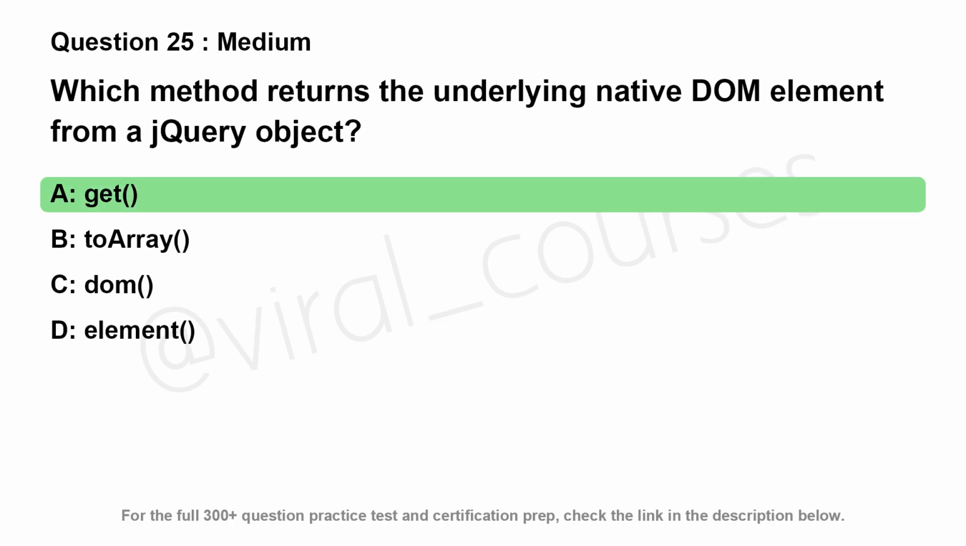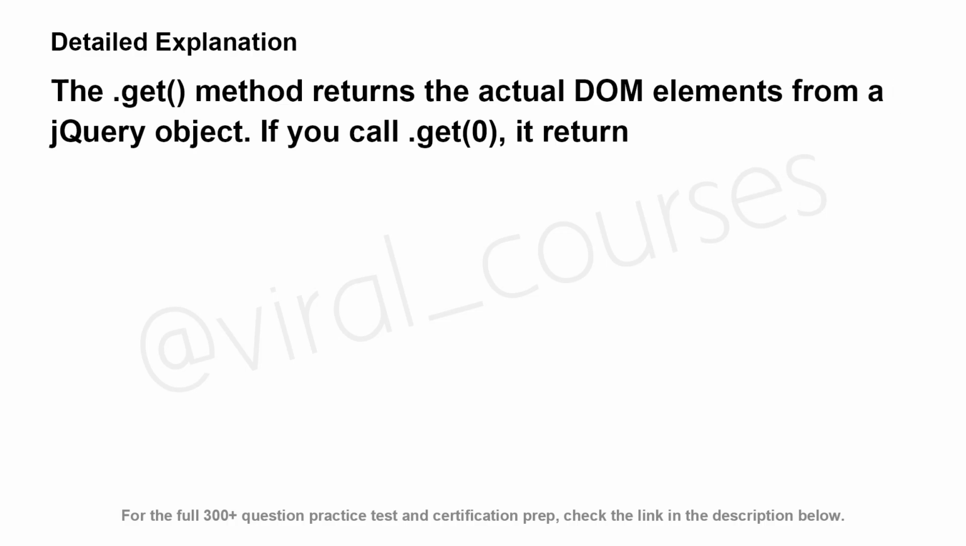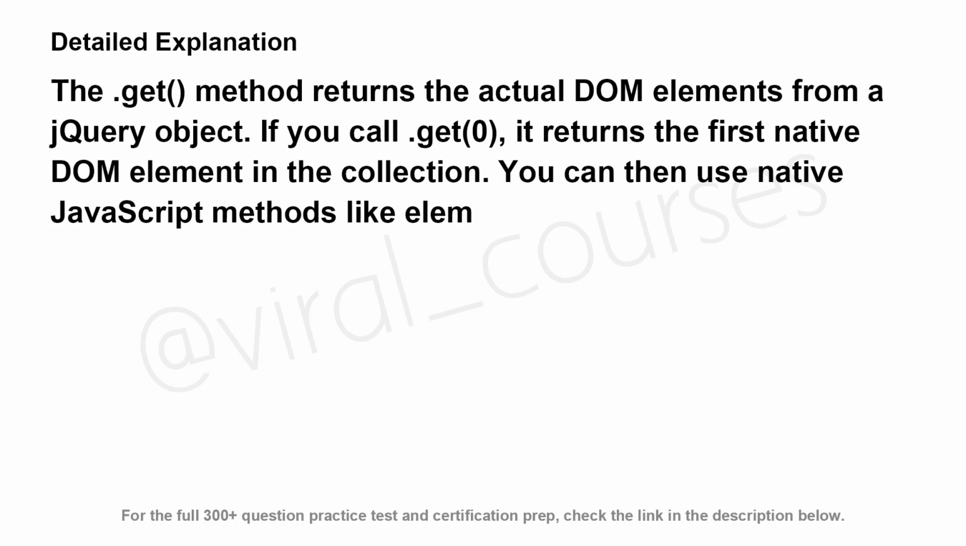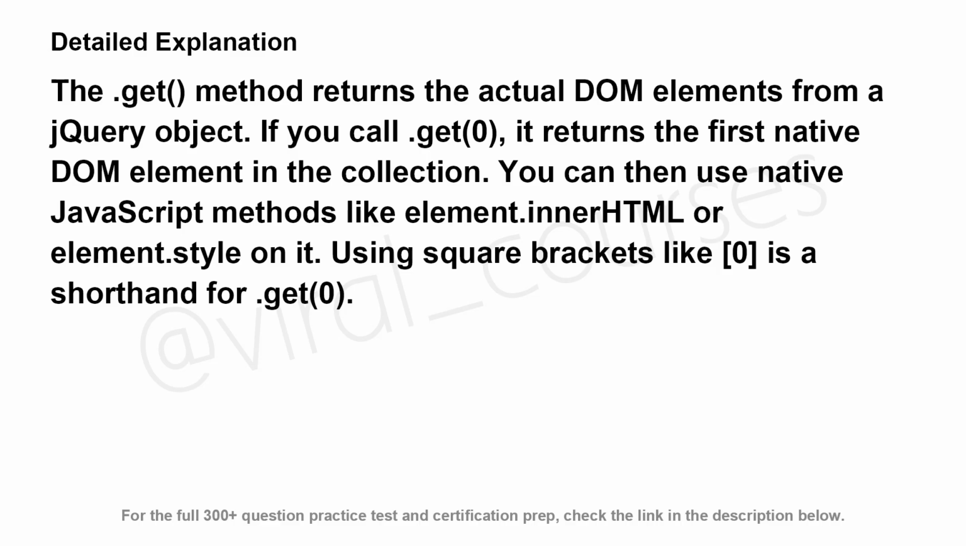The correct answer is A. The .get method returns the actual DOM elements from a jQuery object. If you call .get(0), it returns the first native DOM element in the collection. You can then use native JavaScript methods like element.innerHTML or element.style on it. Using square brackets like [0] is a shorthand for .get(0).